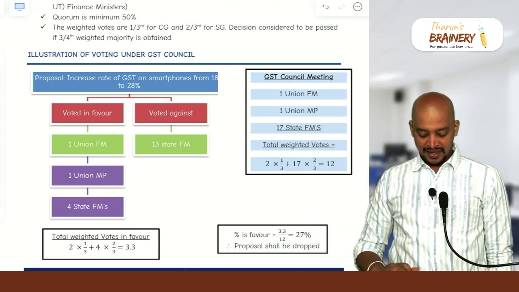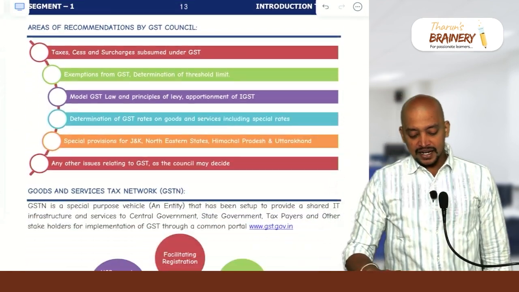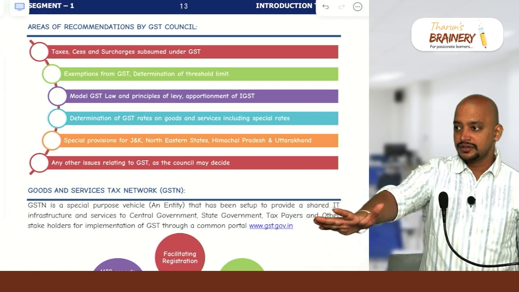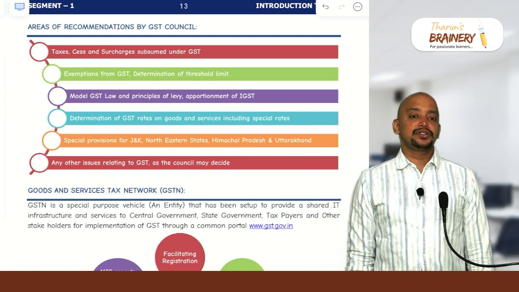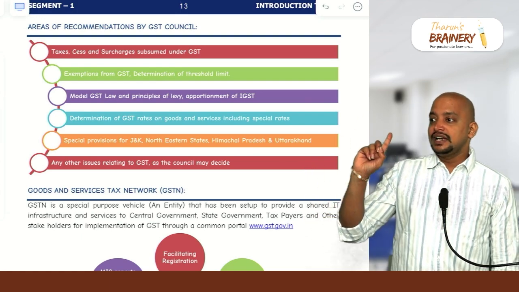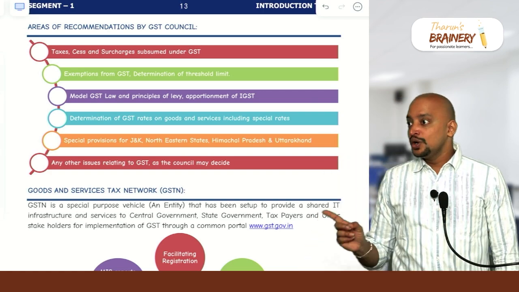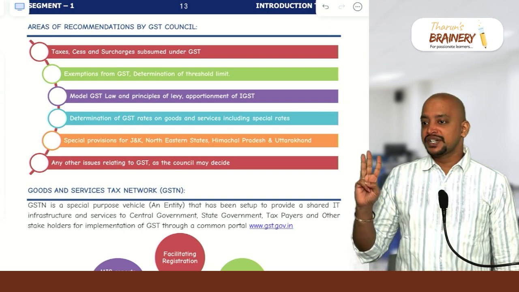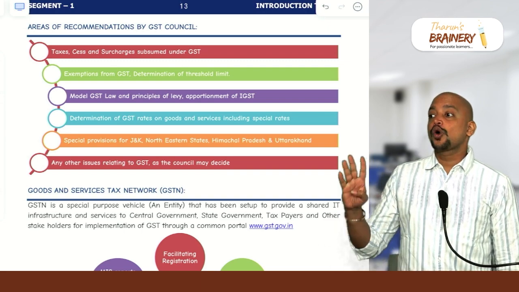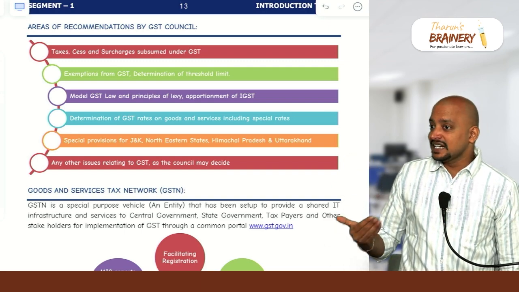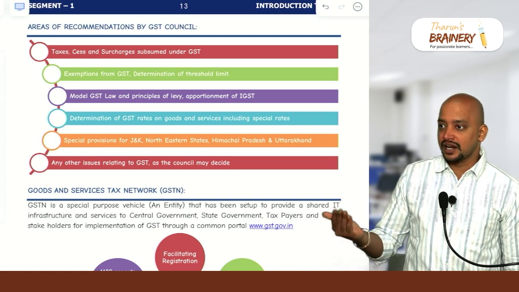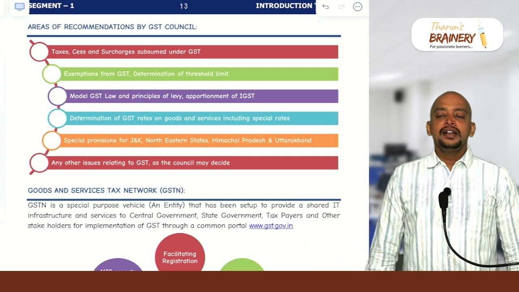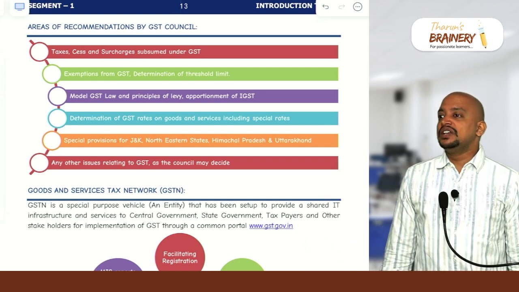Got it? Fine. Then what are the areas of recommendations by the GST council? Up to this I understood. What are the points we discussed about the GST council? It is a decision making body. Who are the members of that GST council, how many members will be there, what is the quorum, and to take any decision how much of the weighted votes are required and how much majority is required, etc. Now what are the areas which they will be deciding?